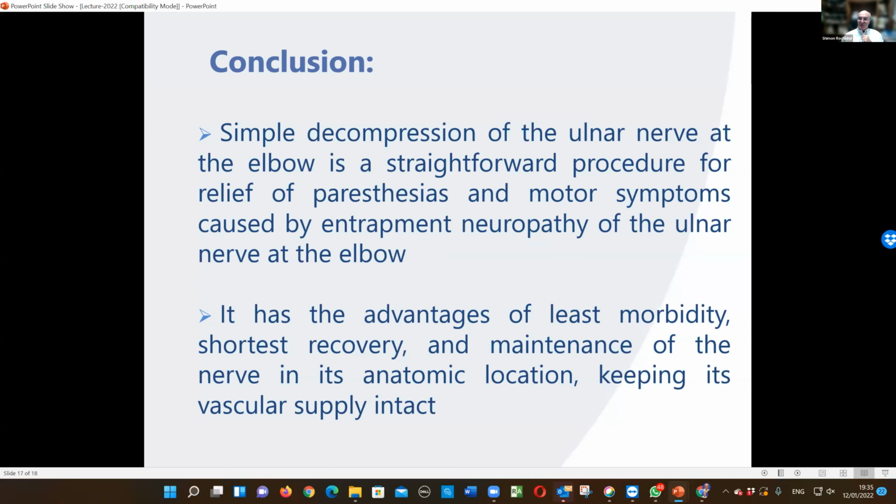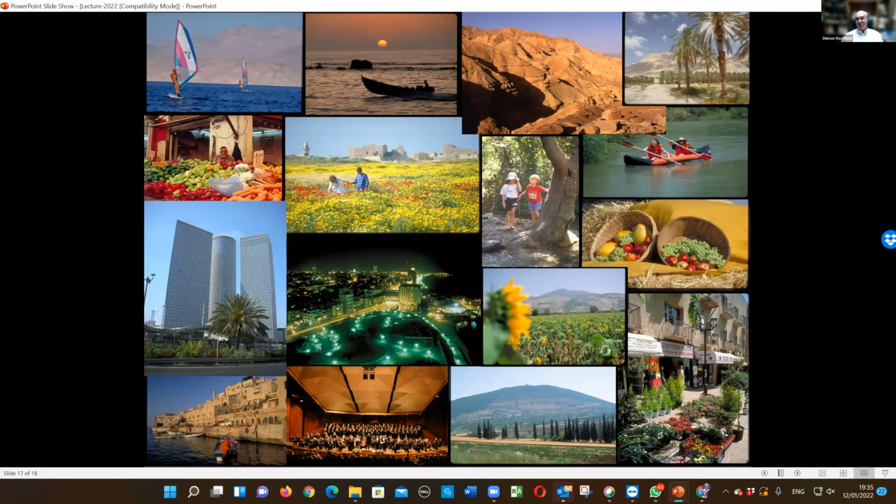Simple decompression of the ulnar nerve at the elbow is a straightforward procedure for relief of paresthesias and motor symptoms caused by entrapment neuropathy of the ulnar nerve at the elbow. It has the advantages of least morbidity, shortest recovery, and maintenance of the nerve in its anatomical location, keeping its vascular supply intact. Thank you very much for your attention.